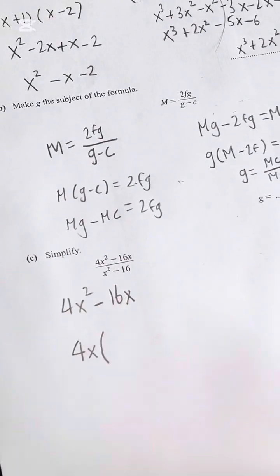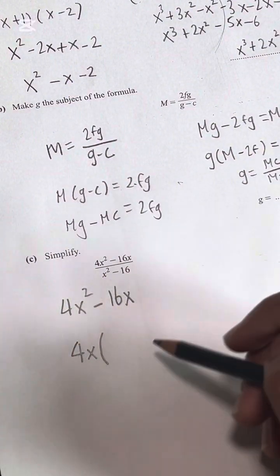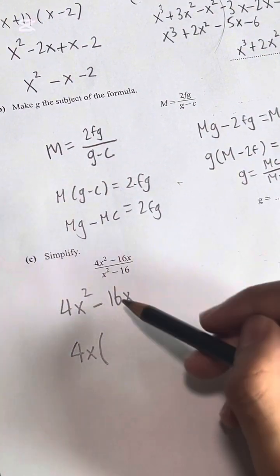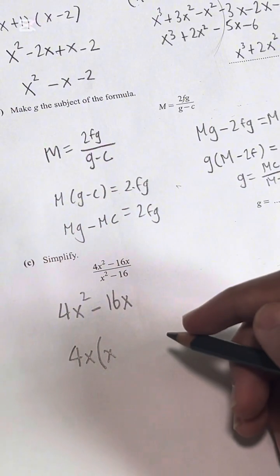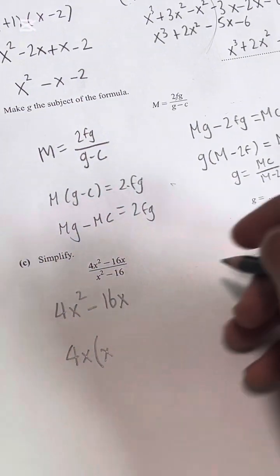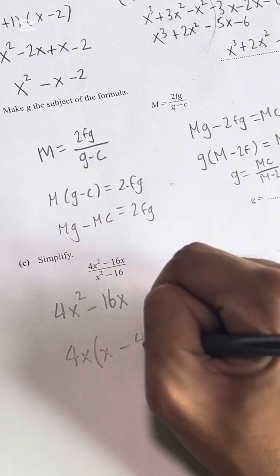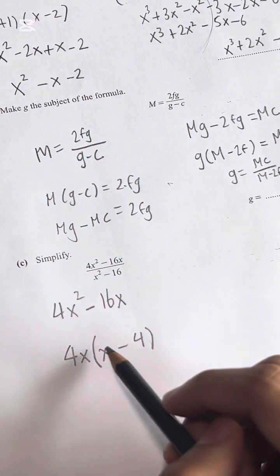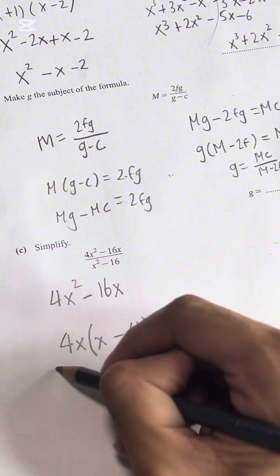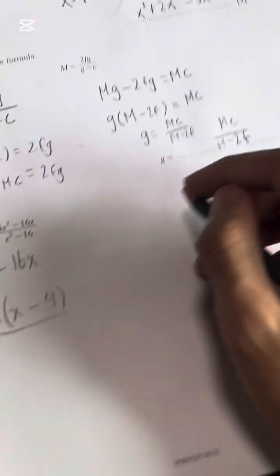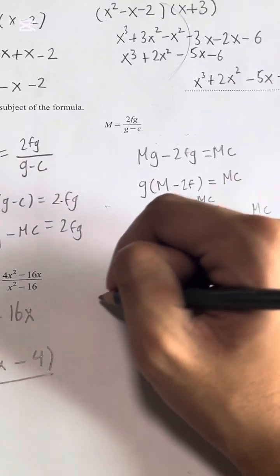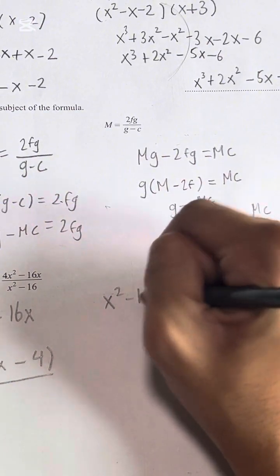And now we do the same as what we did before. So what do you multiply 4x by to get 4x squared? That's going to be x. What do you multiply 4 by to get minus 16x? It's going to be minus 4. And then we have factorized the numerator. So now we can work with the denominator. So we have x squared minus 16.